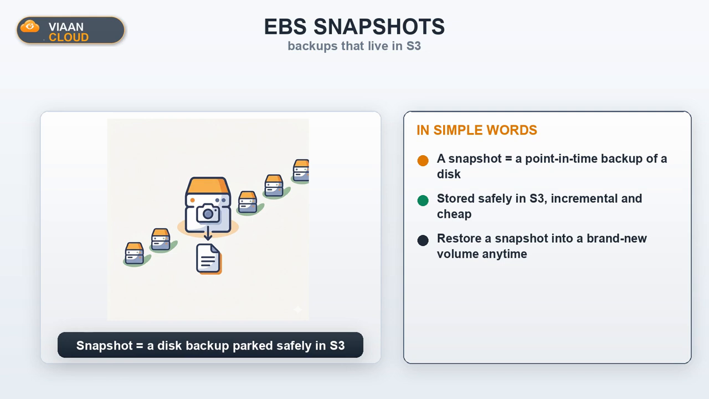And here's the elegant part, it's quietly stored in S3, so it inherits all of that 11 nines of durability we just talked about. Snapshots are incremental. The first one copies everything, but every snapshot after that only saves the blocks that changed, so they're cheap. And at any moment you can create a brand new volume from a snapshot, in a different zone if you like, which is exactly how you recover from a failure or clone a server.